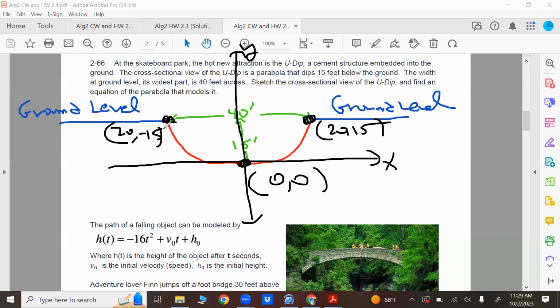Okay, make the equation, guys. Let's go. Make the equation, tell what you get. So again, general formula, y equals a (x minus h) squared plus k.